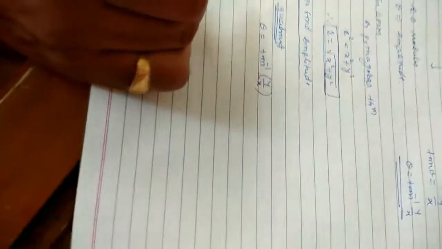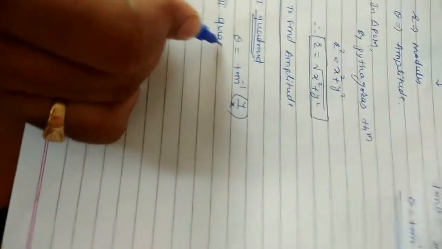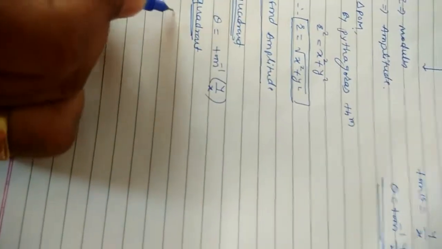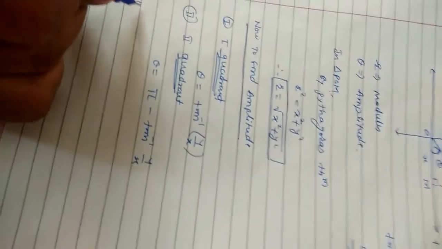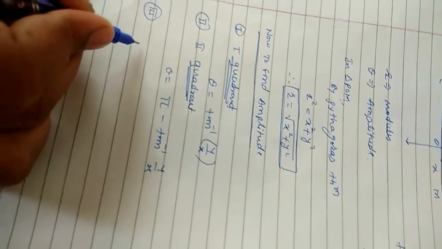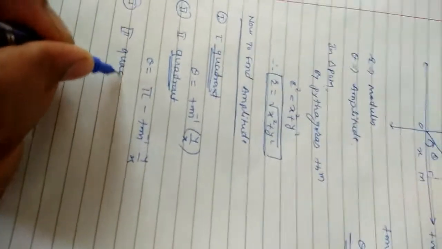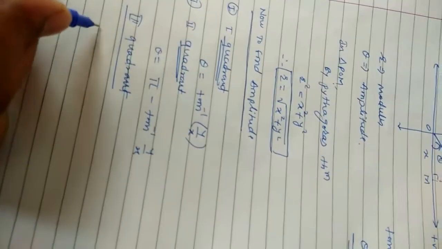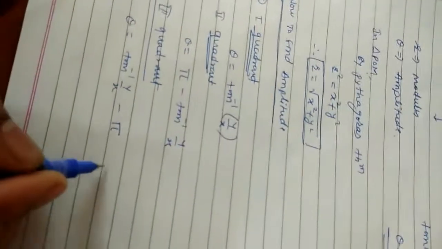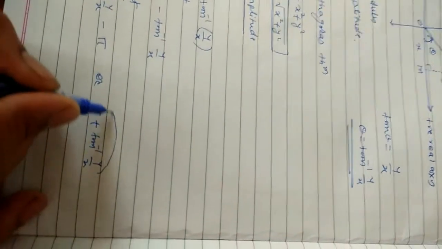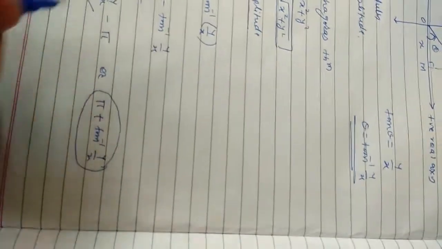If the complex number lies in the second quadrant, at that time this will be pi minus tan inverse y by x. Why it is so, we have studied in trigonometry. Then case three, when it lies in the third quadrant, then theta will be equal to tan inverse y by x minus pi, or pi plus tan inverse y by x. This will not be in your principal value. This is the principal value and this is another value of the amplitude.